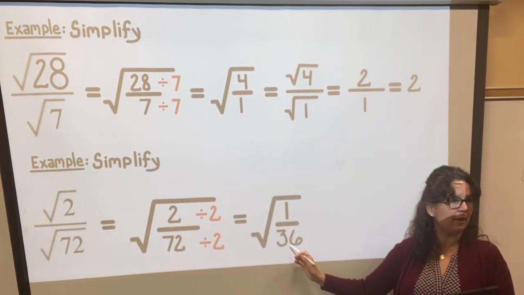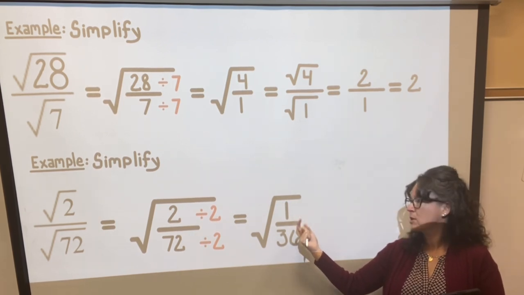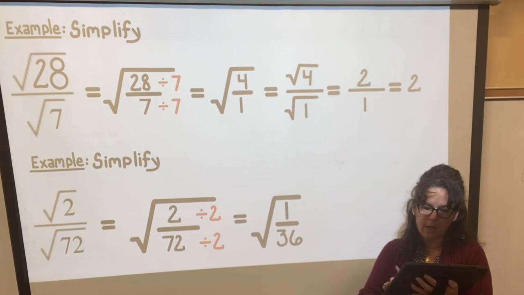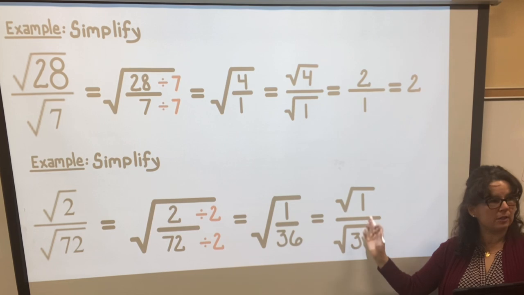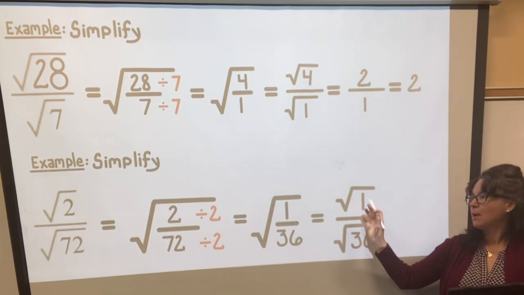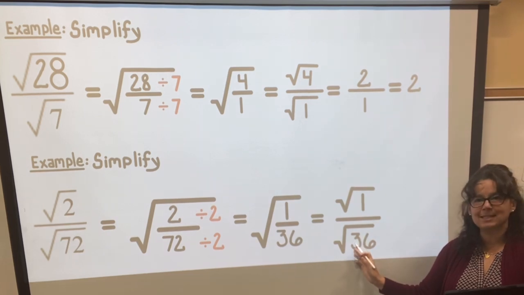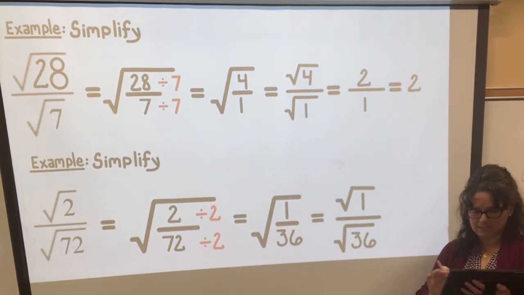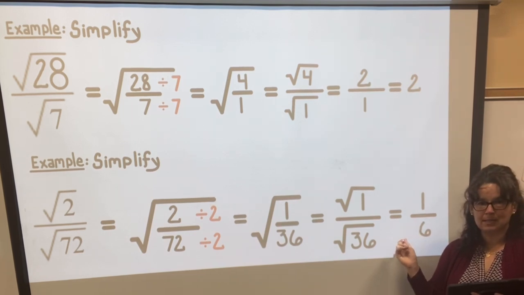Now that I've simplified the fraction, I'm going to break it back apart into 2 separate roots. So I have the square root of 1 over the square root of 36. They're both perfect squares. And the square root of 1 is 1, because 1 times 1 is 1. Square root of 36 is 6, because 6 times 6 is 36. And so I have 1 over 6.